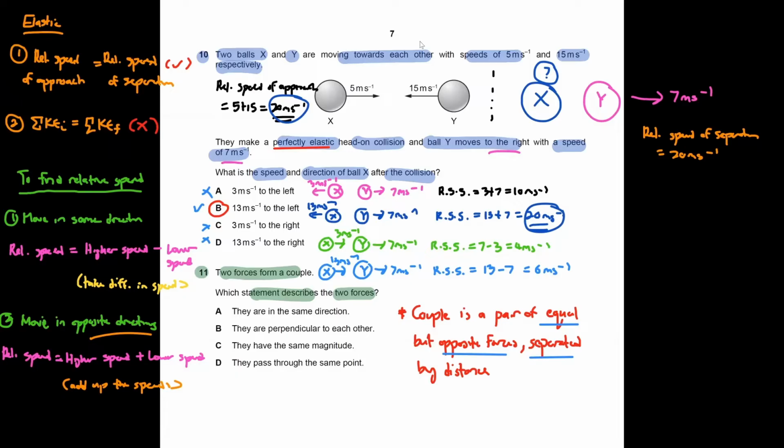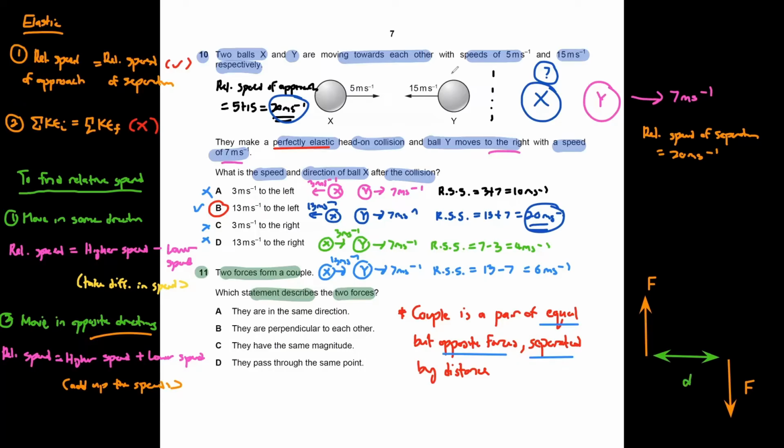So in other words, you are looking at something that looks like this. This one is one force. This one is another force. This one is force F of equal magnitude, but they're separated by a distance d.